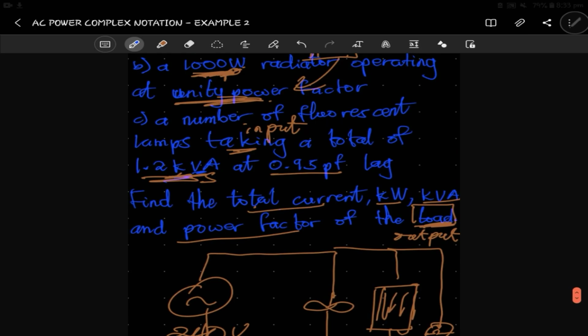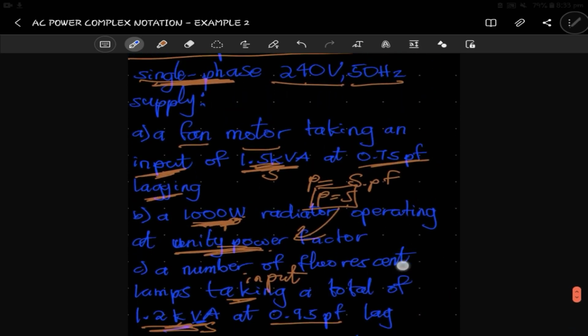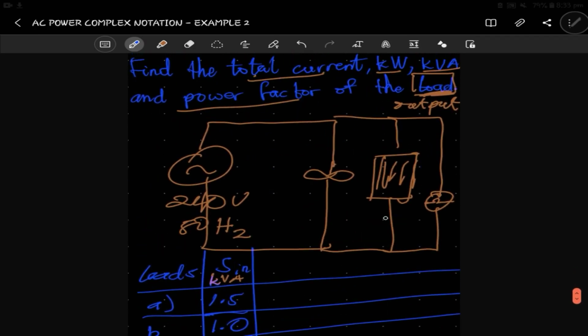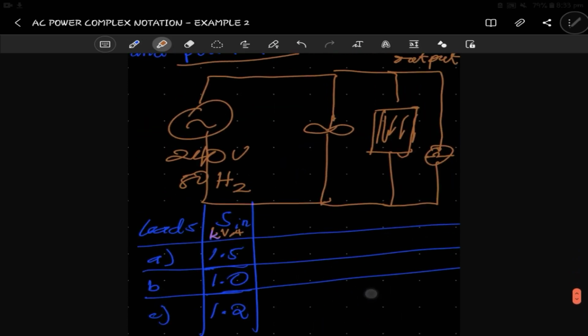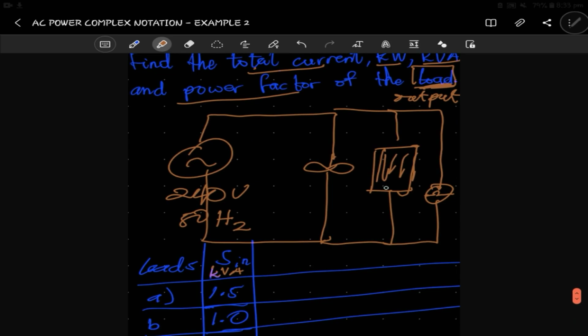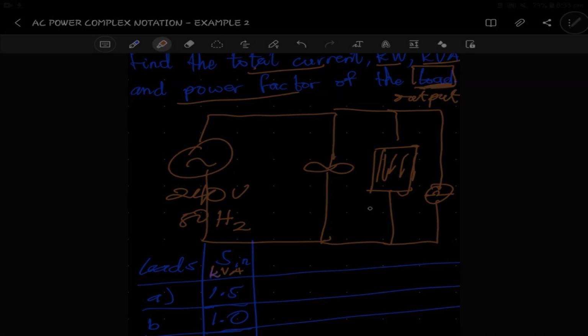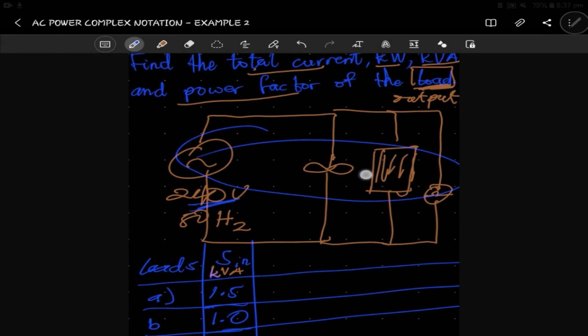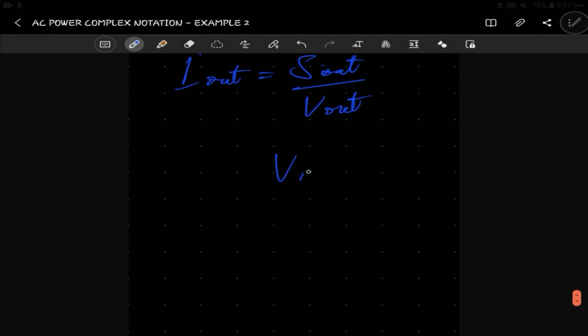Let's see. Because we don't know the V output for this particular one, looking at the circuit here, because they are all in parallel, if we consider this whole thing as one, the voltage across them is the same as that from the supply. Clearly we can see that V out is equal to V in. So here we can use the V in.